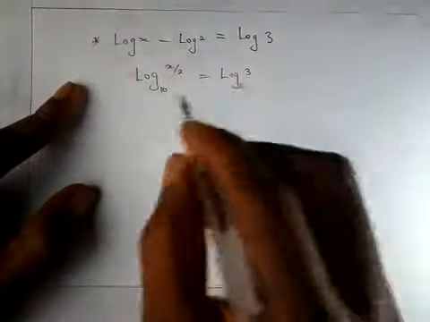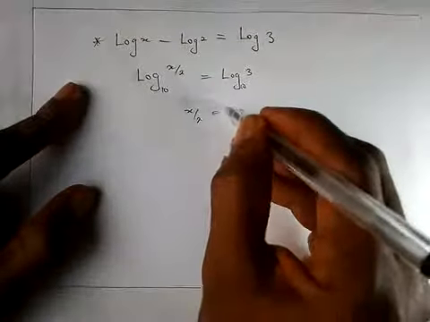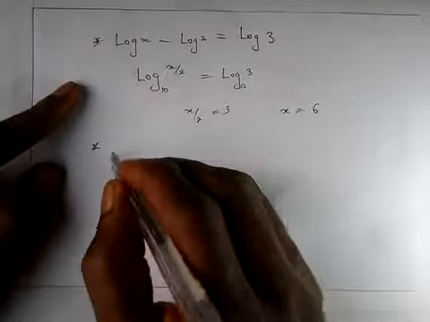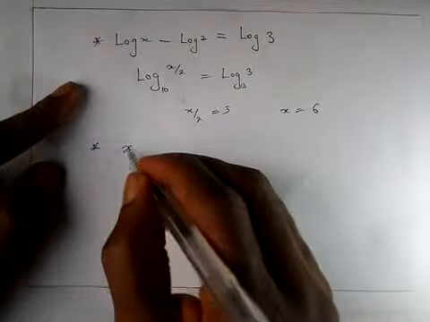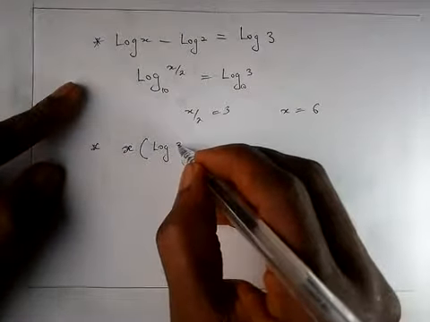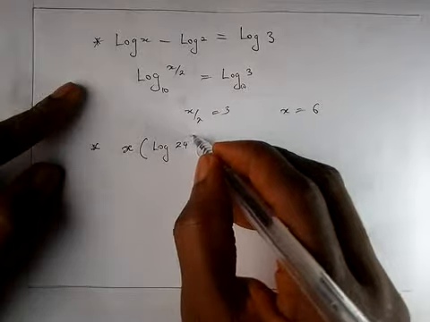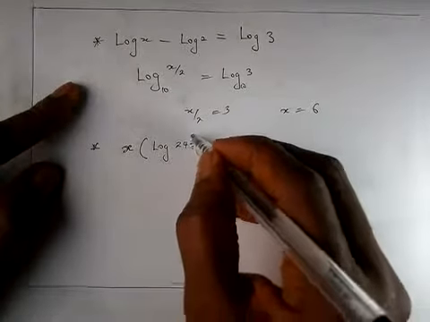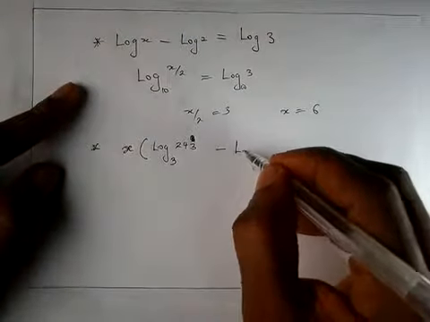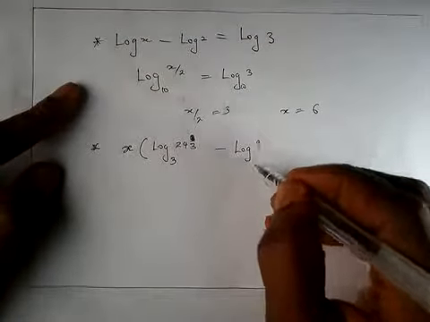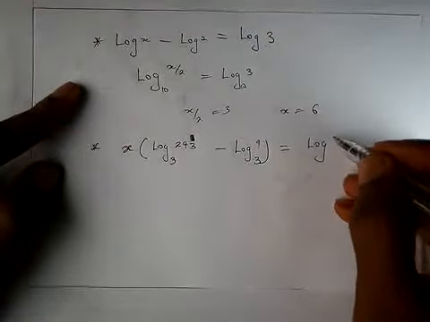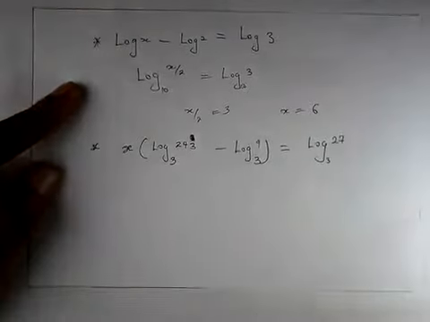Now this is in base 10, meaning that by comparison, x over 2 is equal to 3, and s is equal to 6. Okay, well, also to solve for s: log 243 to base 3 minus log 9 to base 3 is equal to log 27 to base 3.